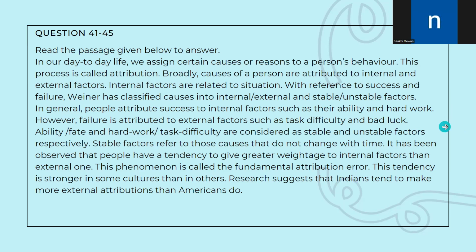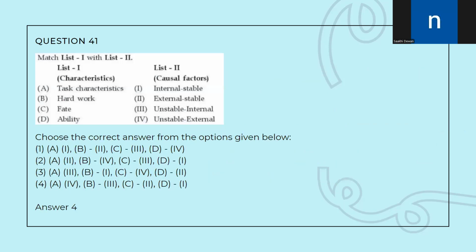Let us now see what the questions are. Question number 41 again provides us with two lists. The first list talks of the characteristics, while the second list talks of the causal factors. So the first characteristic that is given to us is task characteristic. So we attribute task characteristic to external factors, and it is unstable. So the option will be option number 4, unstable and external. Then we move on to hard work. Hard work is regarded as an internal factor as well as it is unstable. Hard work can change with time.